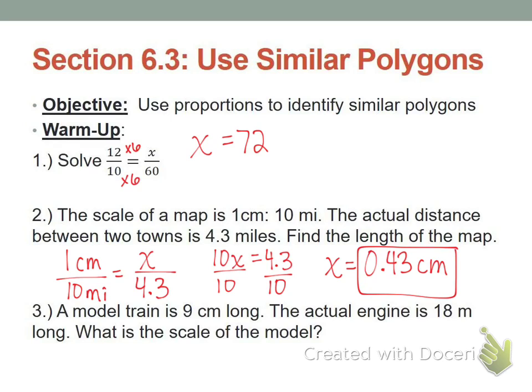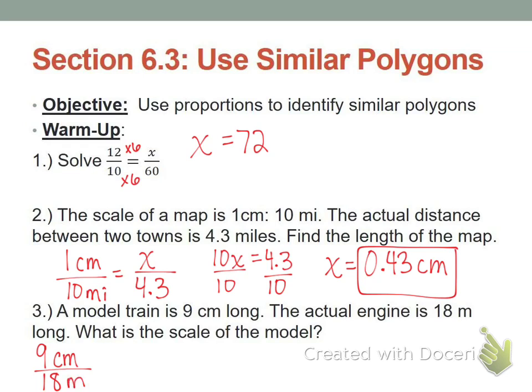Okay. A model train is 9 centimeters long. The actual engine is 18 meters long. What is the scale of the model? I would accept this a couple different ways. The way that I would go about it initially... Oh, not centimeters, meters.